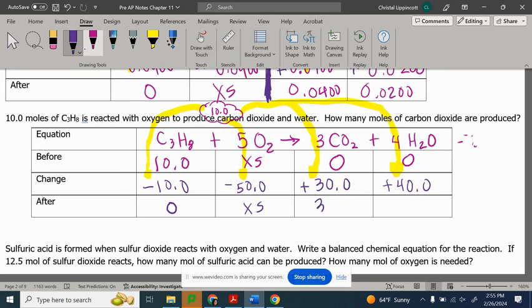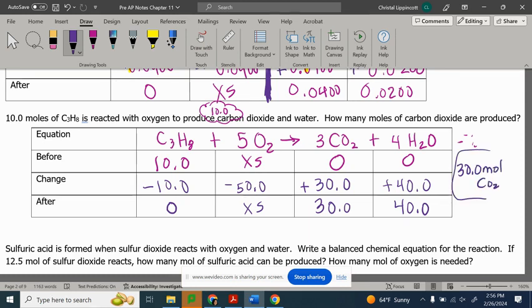All right. I would have made 30 here, and I would have made 40 here. And they wanted to know how much what? Carbon dioxide. So how much carbon dioxide did I need to make this happen? Yep, I made 30 moles of CO2. So there is my answer.